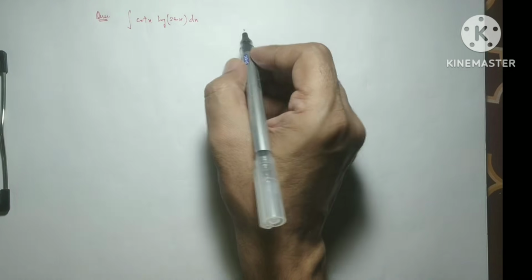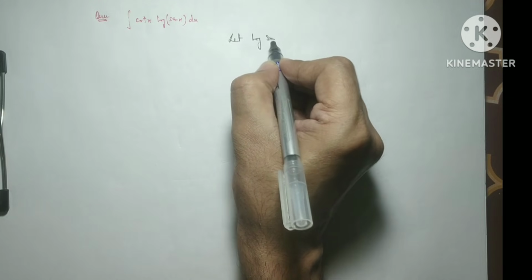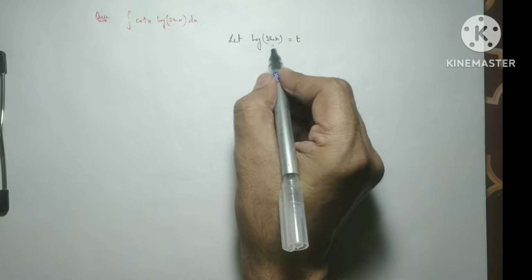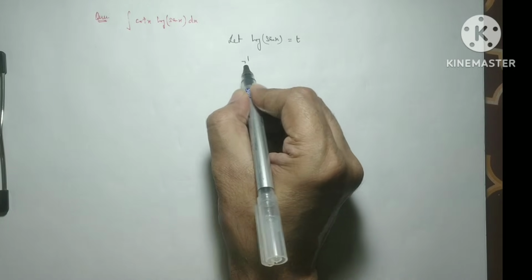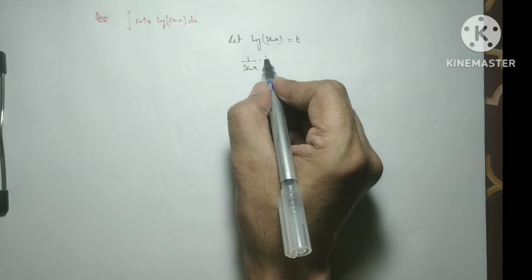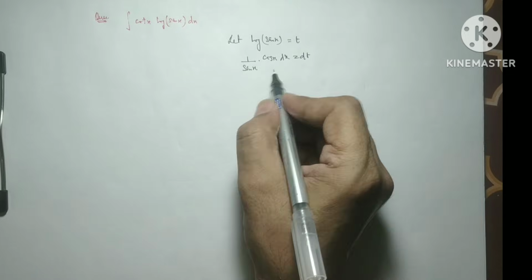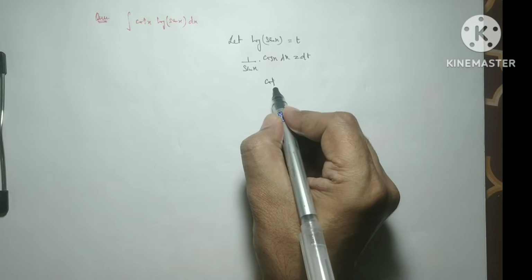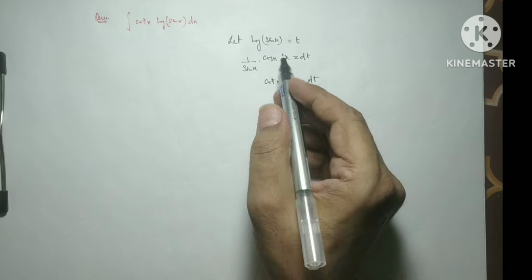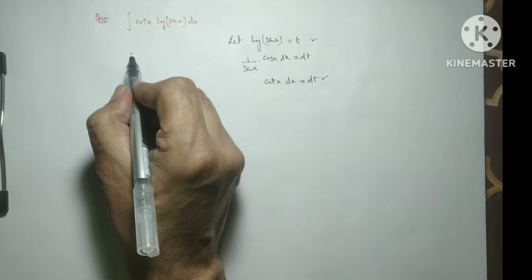So let log of sin x be t. Now when we differentiate this, we get 1 over sin x, and the differentiation of sin x is cos x. So it becomes cot x dx equals dt. Now we substitute these values in the given question.